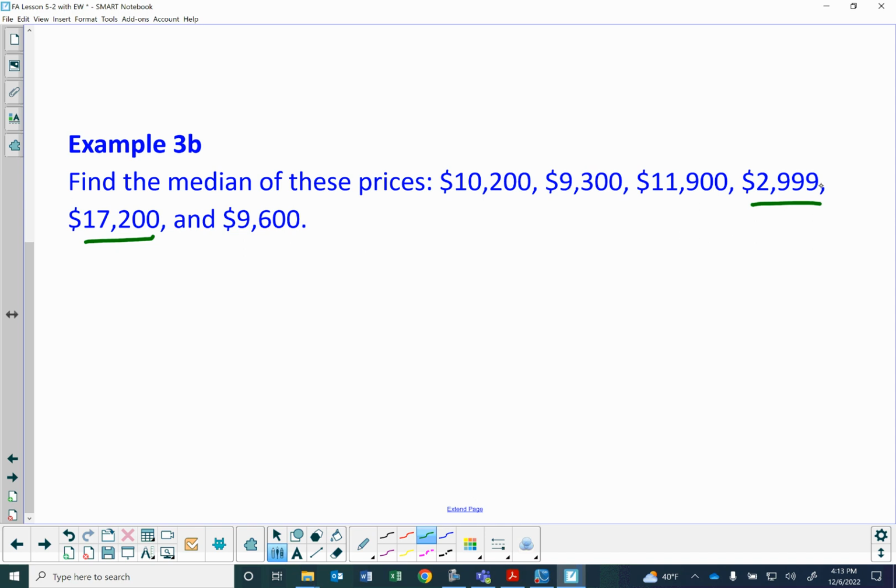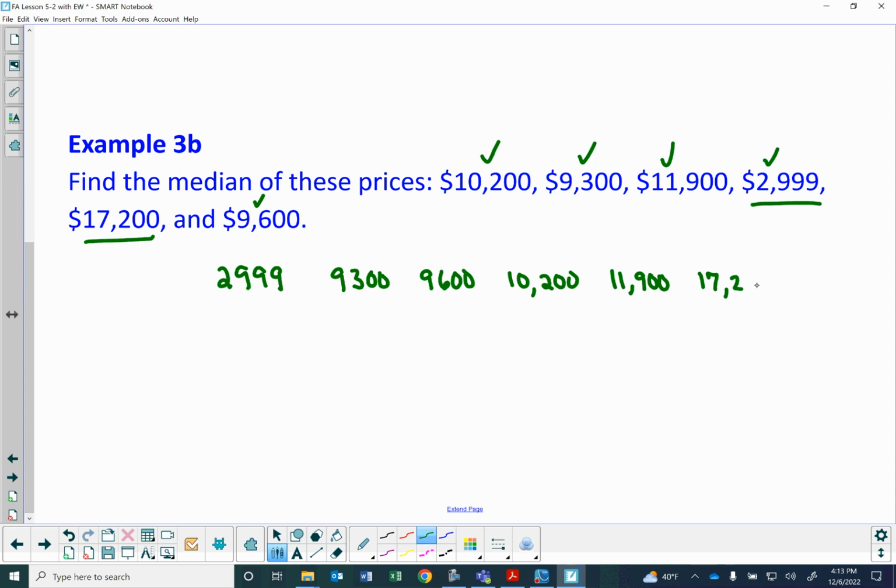So in this case, let's put these in order from smallest to largest: 2,999, then 9,300, then 9,600, then 10,200, 11,900, and then 17,200. Okay, so we have several outliers, one on each end, a lower outlier and an upper outlier. So that means the median would be a much better representation than the mean.